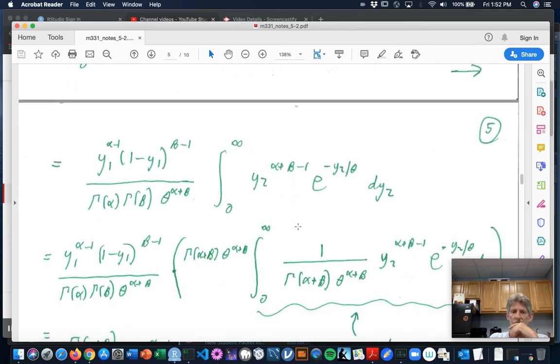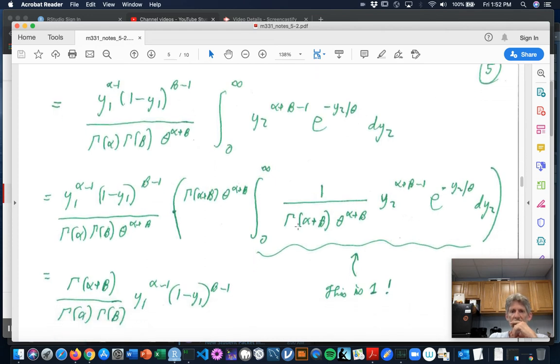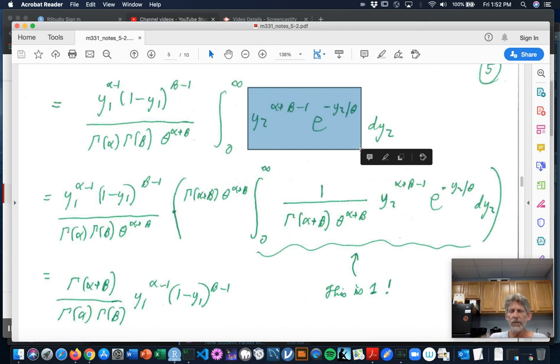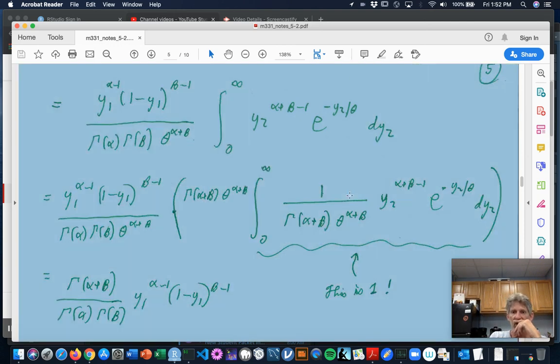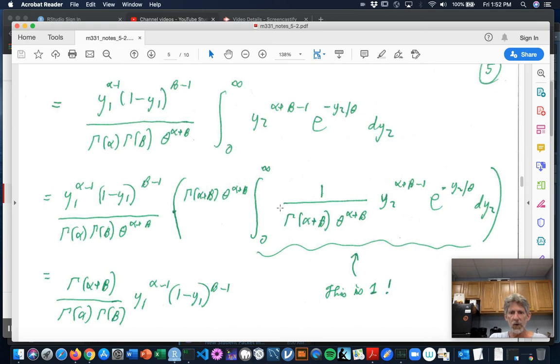So we've got to look for another way. I stare at this, and it reminds me a little bit of the PDF for a gamma, because those are basically constant times variable to a number, e to the minus variable over a number. And we're in that situation. So I'm just going to very carefully throw on a gamma of alpha plus beta here and a theta of alpha plus beta to go along with this stuff.